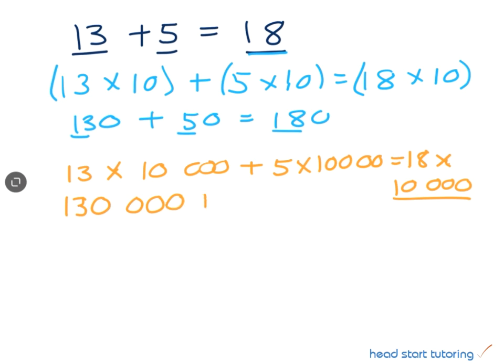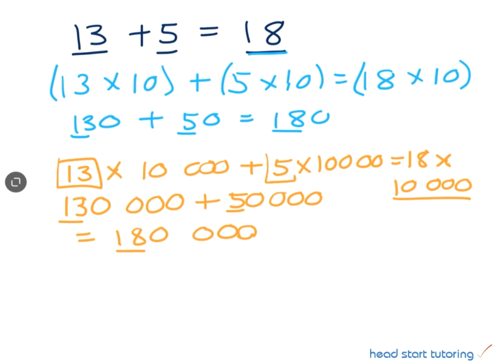130,000, and we plus 5 by 10,000, which is 50,000, and we get an answer of 18 multiplied by 10,000, which is 180,000. Right, so we've got our 13 plus our 5 is equal to 18, and then because we multiplied both 13 and 5 by 10,000, we also multiply our answer by 10,000.